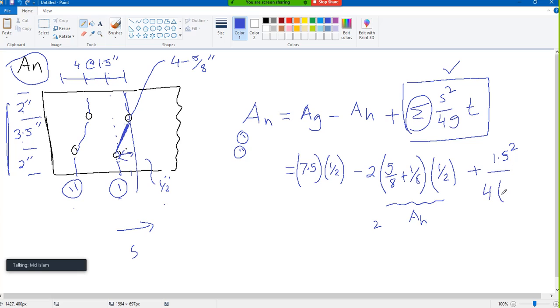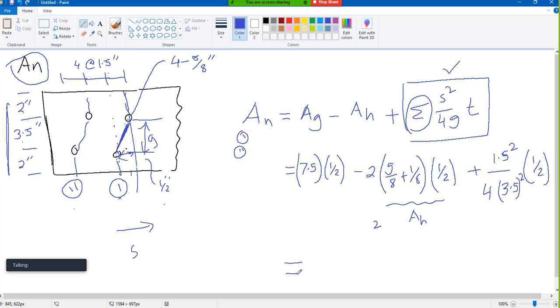Divided by 4 z. What is z? Z is distance in transverse direction. This is my z. Distance in transverse direction. What is that value? 3.5 square. Then do not forget your thickness. Thickness is half.